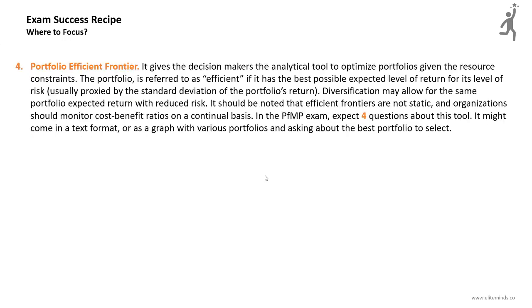The fourth topic is the portfolio efficient frontier, an important tool used in managing the portfolio performance, as it gives the decision makers the analytical tool to optimize portfolios given the resource constraints. The portfolio is referred to as efficient if it has the best possible expected level of return for its level of risk. Diversification may allow for the same portfolio expected return with reduced risk. It should be noticed that efficient frontiers are not static, and organizations should monitor cost-benefit ratios on a continual basis.